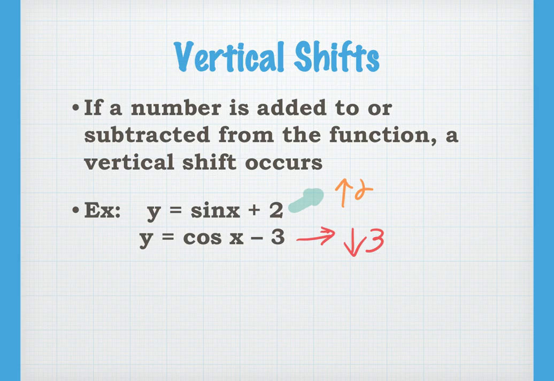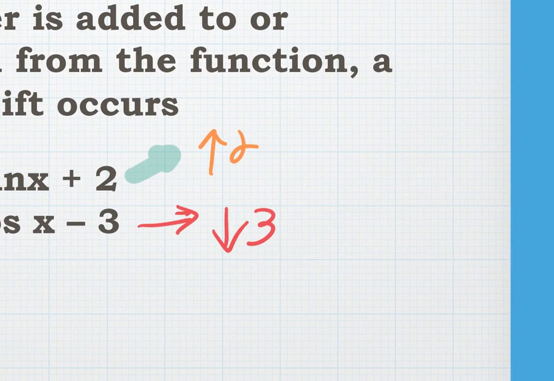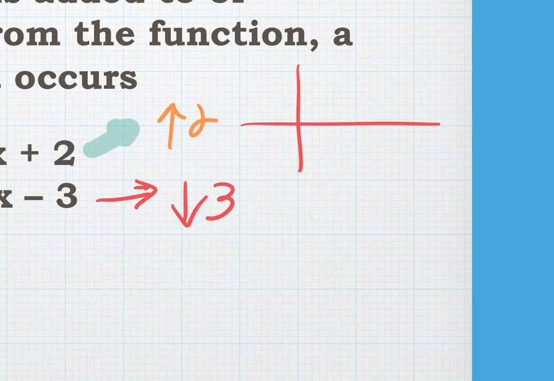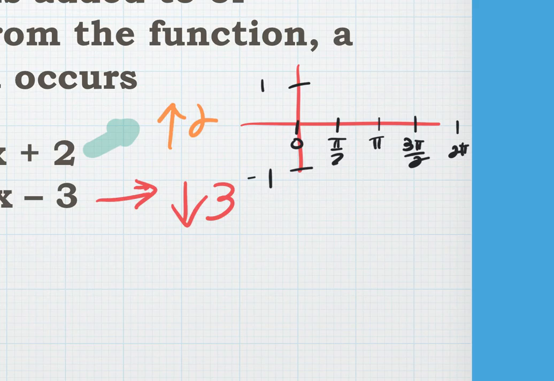So I start the same way. Identify the amplitude, identify the period, find your key points, plot them, and then at the very end, I take all my points and I shift them up or down. So for example, if I was going to do sine of x plus 2, my key points would have been at 0, pi over 2, pi, 3 pi over 2, and 2 pi, and my amplitude would have been 1. And my non-shifted sine would start at 0, go up, down, down, up, and it would look like this.